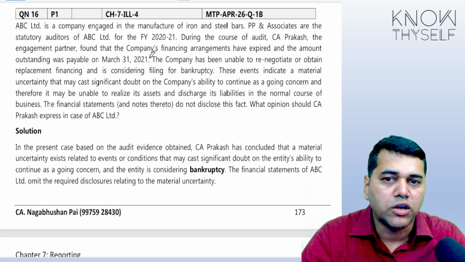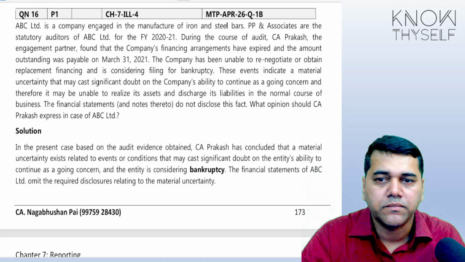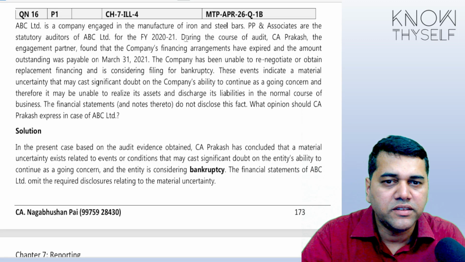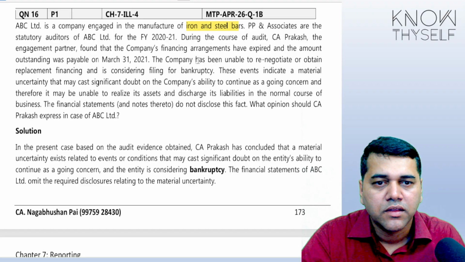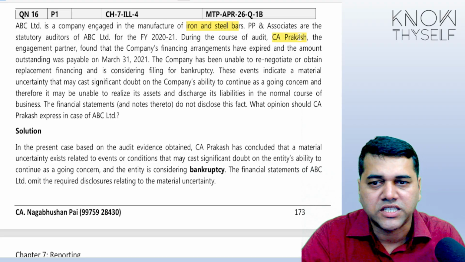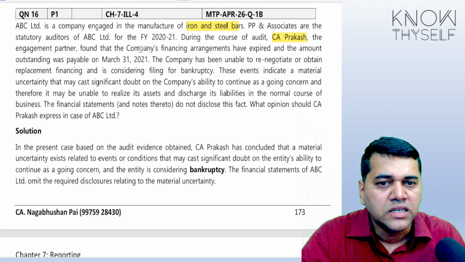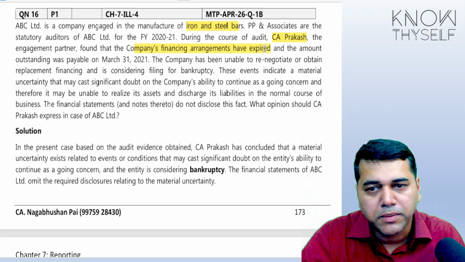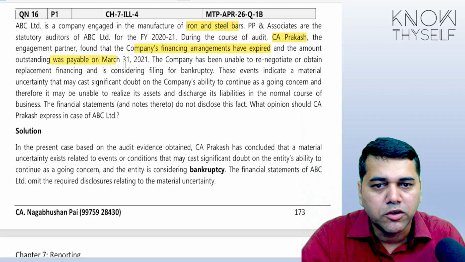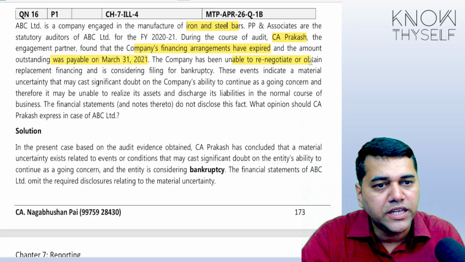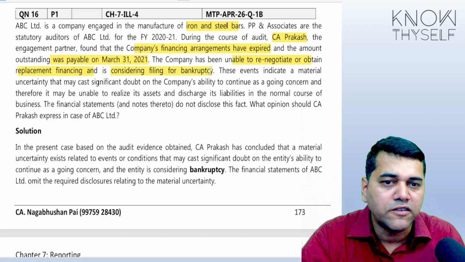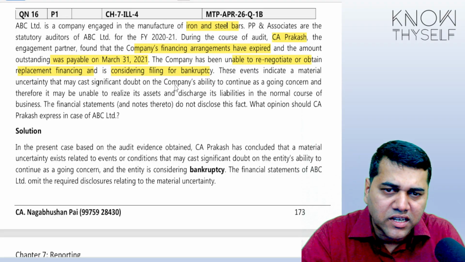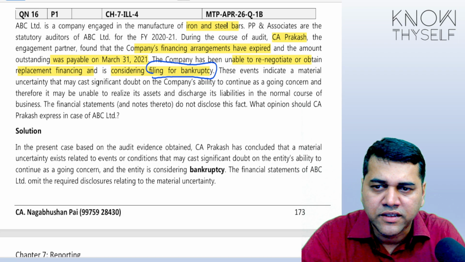Now let us see the example. Exam question. ABC is a company in the manufacture of iron and steel bars. During the course of the audit, Prakash, the partner, found that the company's financing arrangements have expired. The outstanding was payable on 31st March. The company is unable to renegotiate or get replacement financing and is considering filing for bankruptcy. See, a very clear-cut case here. Very clear that it is SA 570.